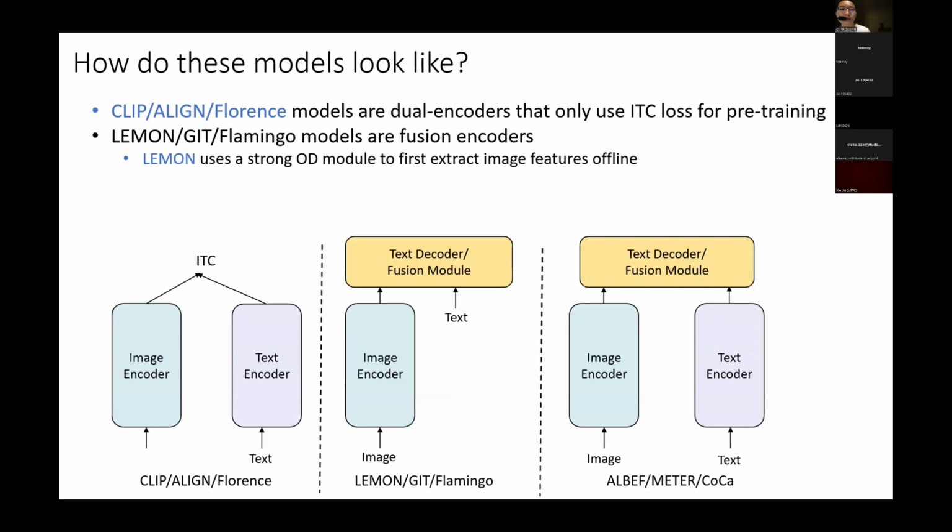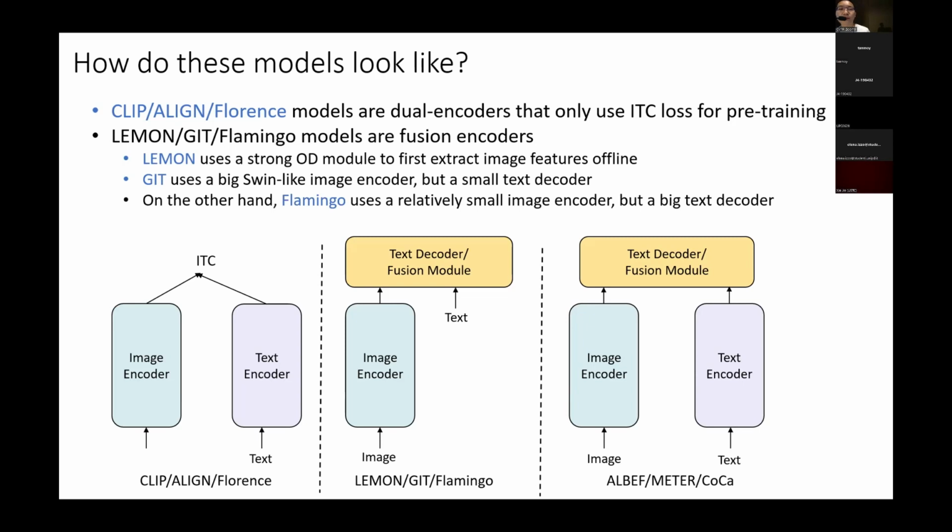LEMON uses a strong OD, which is short for object detection module, to first extract the image features offline. Then the GIT model uses a big Swin-like image encoder, but with a small text decoder, which is interesting. On the other hand, Flamingo uses a relatively small image encoder plus a big text decoder. I think this is all because the model design purposes are different, which we will cover in later slides.